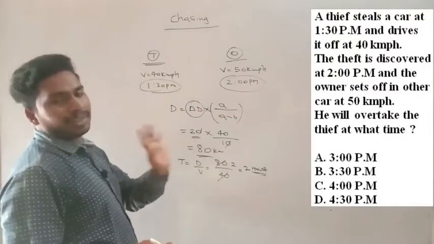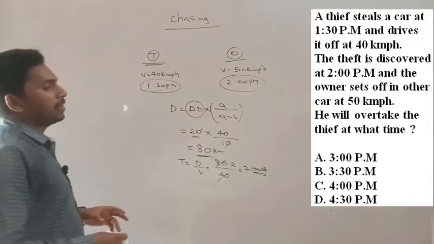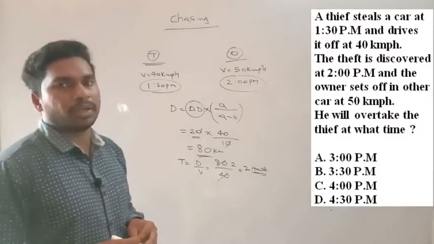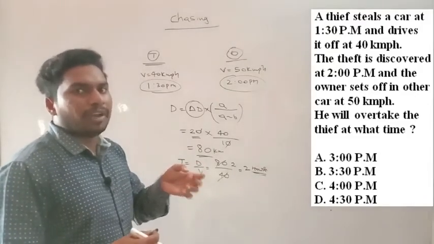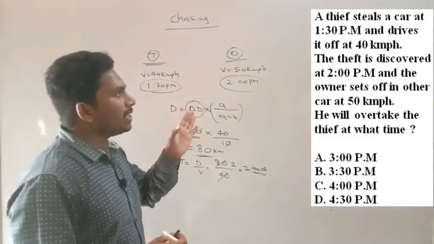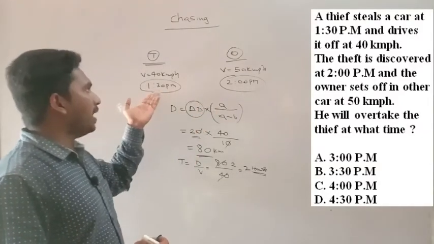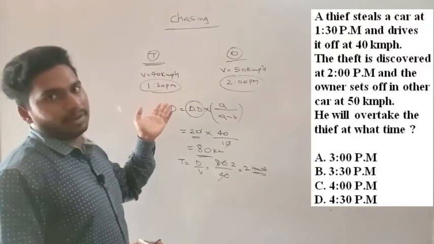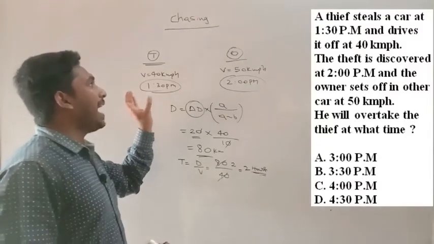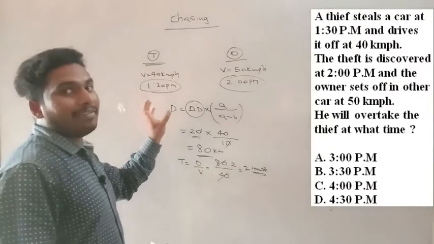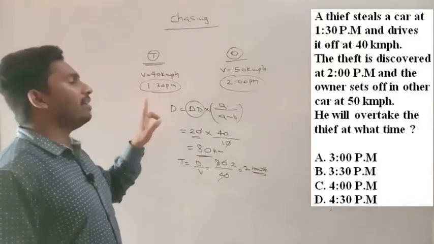We have both in the options. 3:30 p.m. is there, 4 p.m. is there. Which would be the correct answer? The time has to be calculated from when the owner starts his car. Before he started, the thief had traveled half an hour, so we have added the distance he traveled in that half an hour, right? That is delta d, that is 20. In that half an hour he has traveled 20 kilometers.